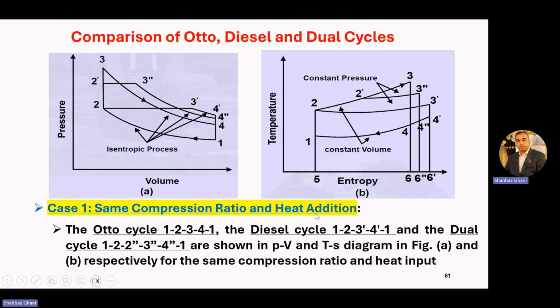Now in the diesel cycle, it's 1 to 2, 2 to 3 bar, 3 bar to 4 bar, 4 bar to 1 is your diesel cycle. And the dual cycle is 1 to 2, 2 to 2 bar, 2 bar to 3 double bar, 3 double bar to 4 double bar, and 1, shown in the PV and TS diagram. On the TS diagram, you have to remember the area under these lines, okay? Which area is more and which area is less.